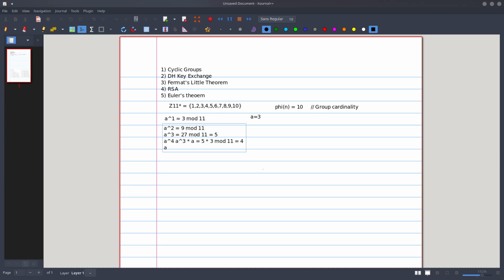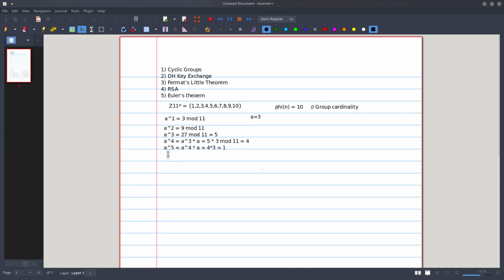And then a to the 5th is, forgot the equal sign here, a to the 5th. And you can see where I'm going with this, pretty much. We're just increasing the exponent, right? We're not doing anything fancy here at all. So this is just a to the 4th times a, right? And this is equal to 4 times 3, right? Yeah. It's equal to 1. Right, so that's 12 mod 11, so it should be 1.